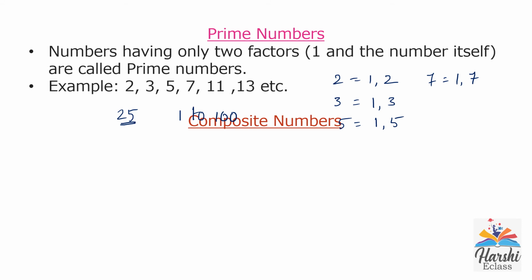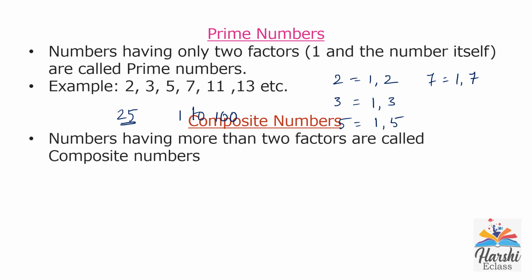Next one, composite numbers. Numbers having more than two factors are called composite numbers. The numbers which have more than two factors are called composite numbers. Examples of composite numbers are 4, 6, 8, 9.